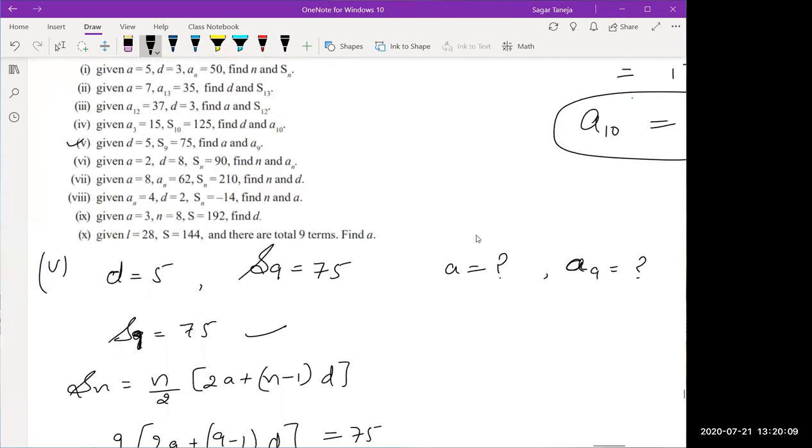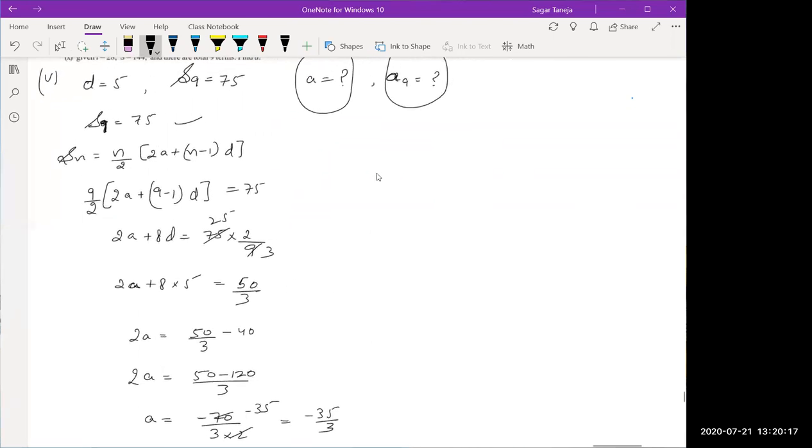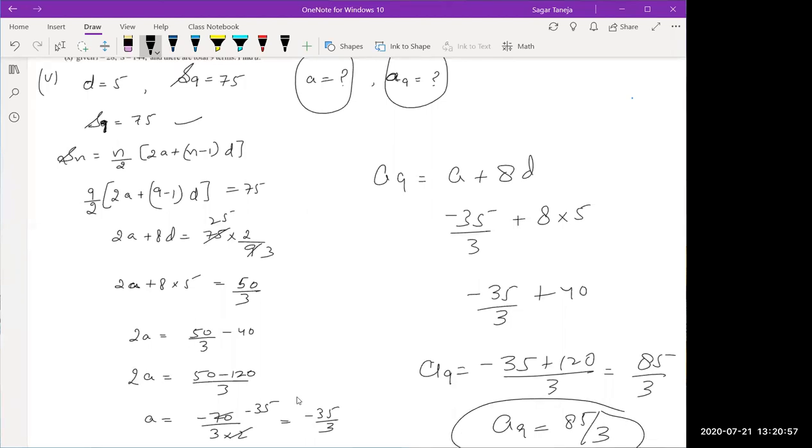If we get the value of a, so we have calculated a, now we can calculate a9 in the same manner. Solve this side now. So a9, which is written as a + 8d, and the value of a we have calculated, minus 35 by 3. Yes, all the values are correct. Plus 8 into d. What is d here? It's 5. So minus 35 by 3 plus 40, that is minus 35 plus 120 by 3, which is equal to 85 by 3. So here we got the value of a9. So these are the required answers. A is minus 35 by 3 and a9 is 85 by 3. So this is the fifth part of the same question.